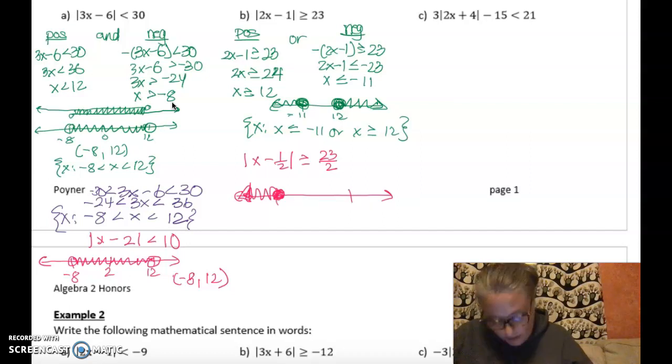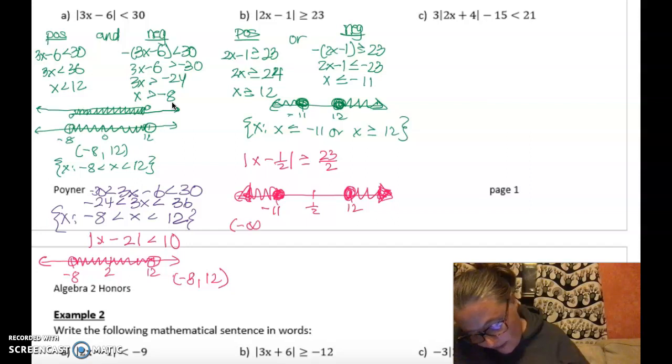Sorry, I'm looking down because I have my iPad. That's where I'm writing. So even without the numbers, it has to be the distance from 1/2 is 23/2 away, or greater than or equal to 23/2 away on both sides. So 1/2 plus 23/2 is 24/2, which is 12. And 1/2 minus 23/2 is negative 22/2, which is negative 11. Okay, so we get the same thing. It goes from negative infinity to negative 11, union 12 to infinity.